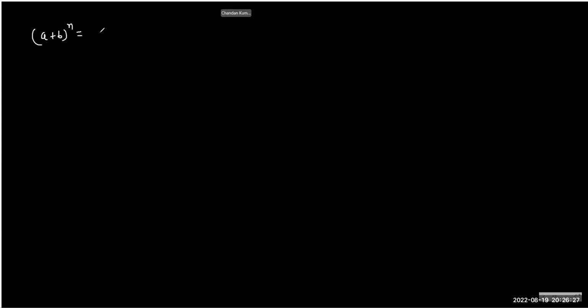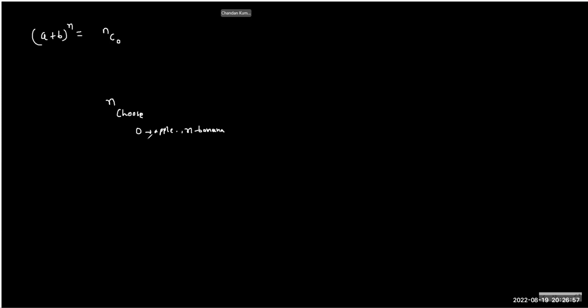The way of writing is very interesting. We start with nC0. What does nC mean? n means out of n objects, C means choose, 0 apple. So if you choose 0 apple, then how many bananas will you choose? n bananas, because you have only 2 kinds of objects.